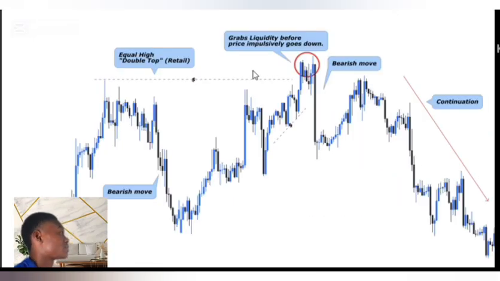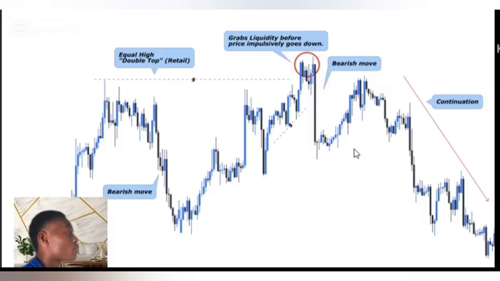You can see right here, this is the double top, which is equal highs. Then price showed a false break to the upside before it plummeted, before it shifted to the downside. This is exactly how liquidity works, you understand? Just grab this and you can make a huge, decent amount of money.